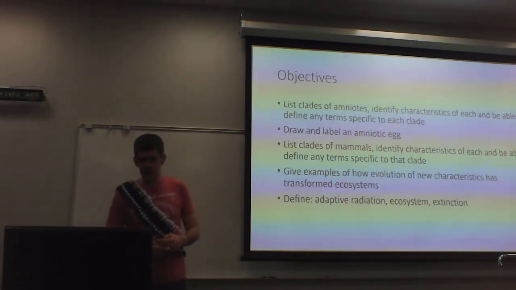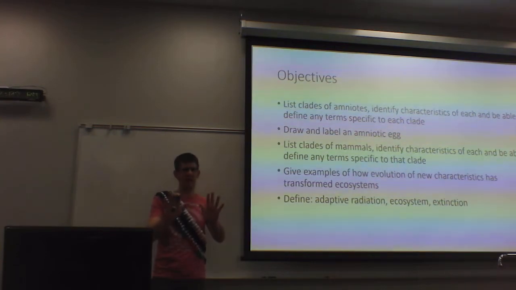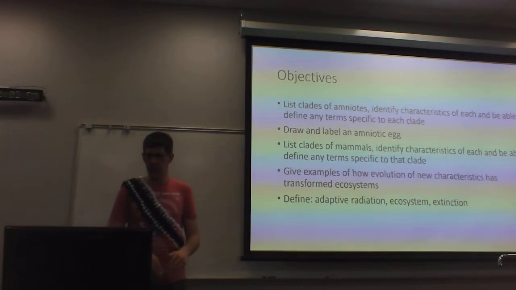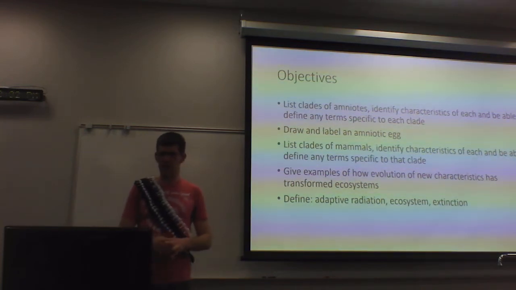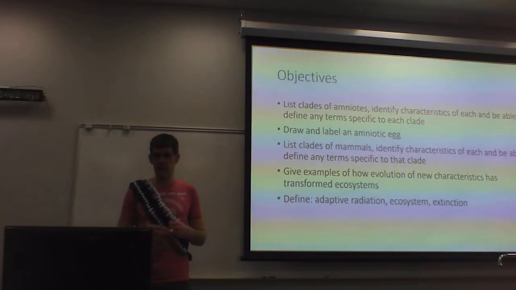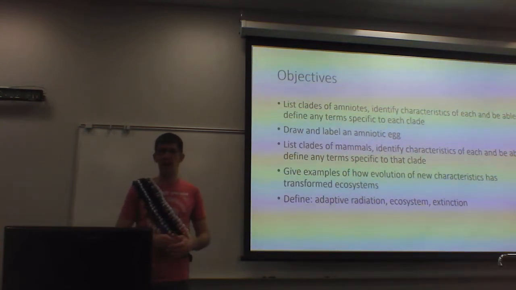List the clades of mammals. Okay, to an extent, because we're going to do those more later. Identify characteristics of each. Be able to define a term specific to that, to an extent. Give examples of how evolution of new characteristics has transformed ecosystems. Yeah, definitely. We're covering that one. Define terms such as adaptive radiation, ecosystem, and extinction. All right, advanced slide.